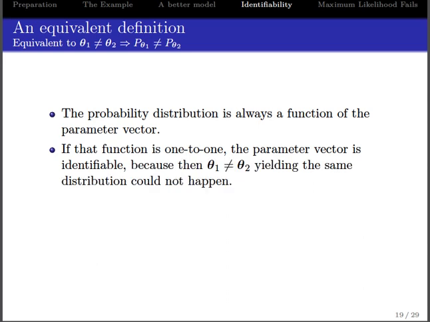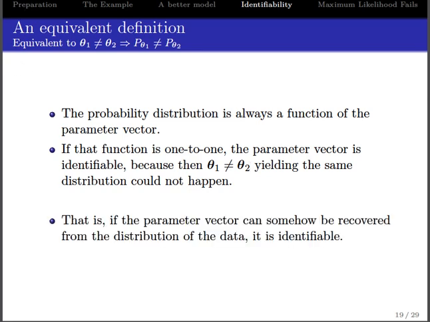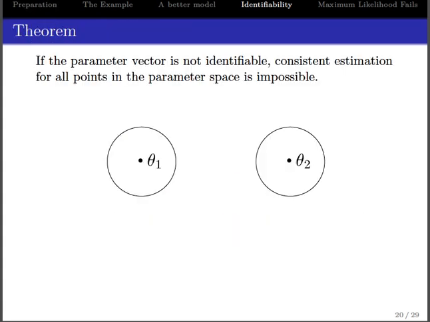That is, you would then be able to recover the parameter from the probability distribution of the data. The function is 1 to 1, because then theta 1 not equal to theta 2 giving the same distribution couldn't happen. And so if the parameter vector can somehow be recovered from the distribution of the data, then it's identifiable. This is another way of thinking about it that's handy.